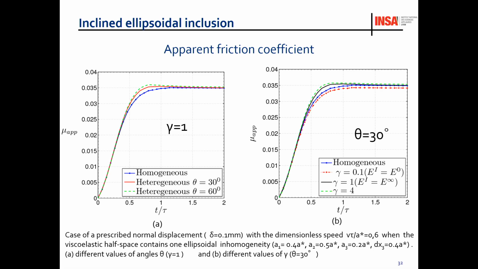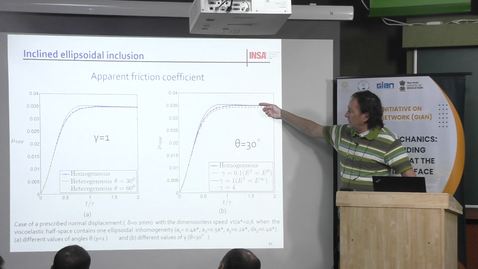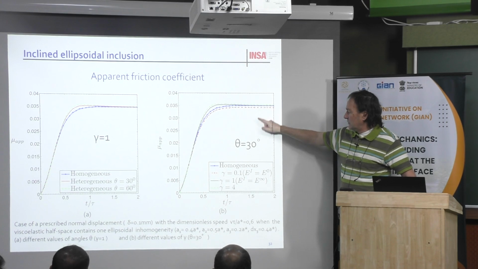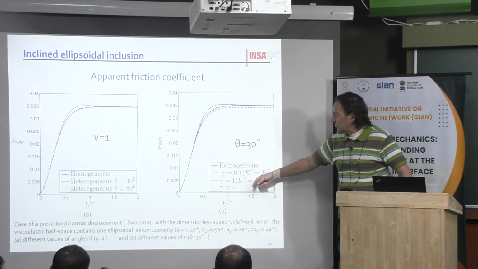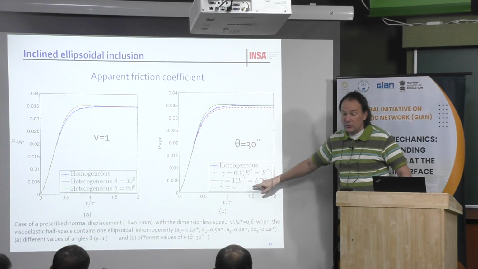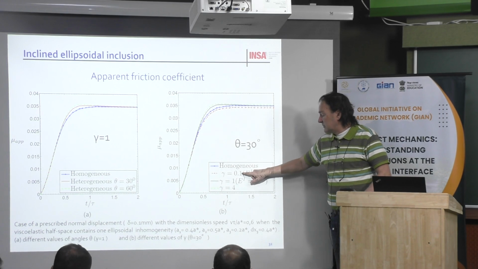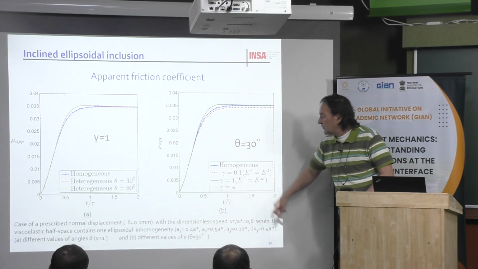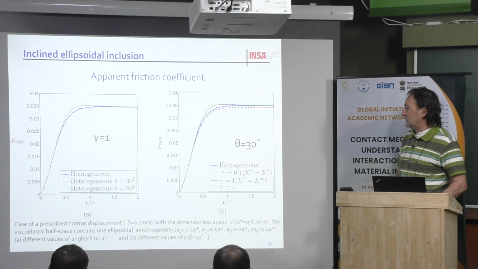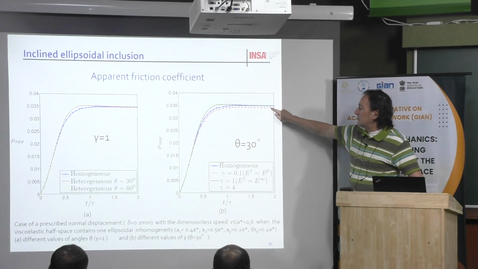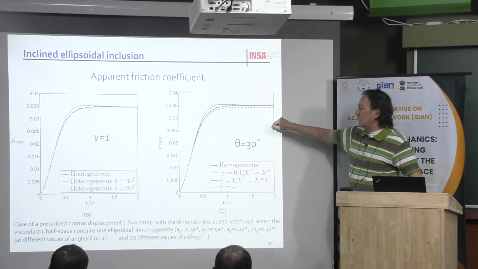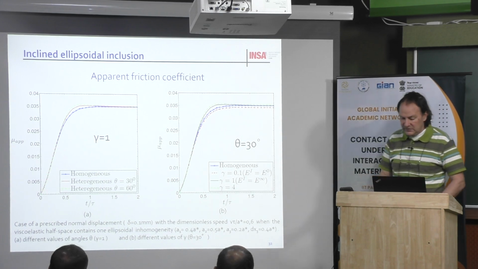This is done for a given orientation of the ellipsoidal inclusion, and this time we compare 4 different situations. The blue one is without inclusions, and the black one corresponds to an inclusion of the same stiffness initially as the matrix. The red one is 10 times softer, and the green one is 4 times stiffer than the matrix. This time you can see some effect on the friction coefficient, which is due to the presence of the inclusion.